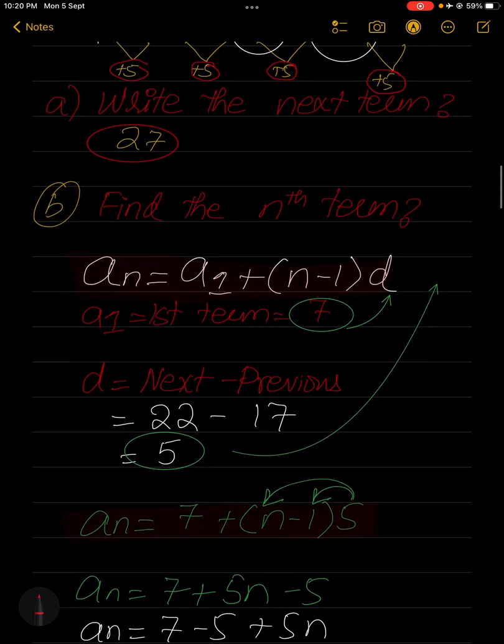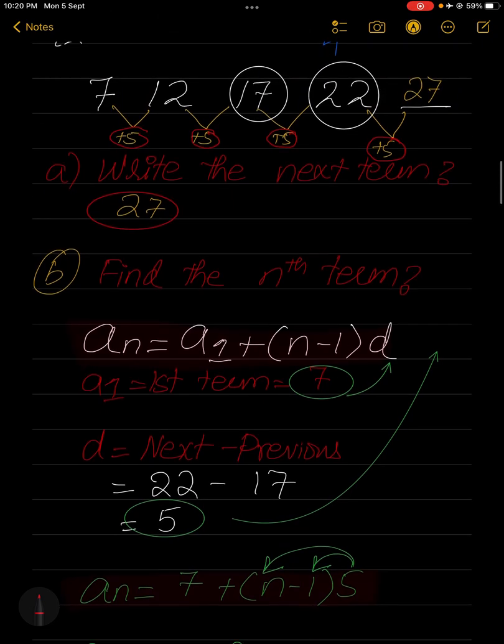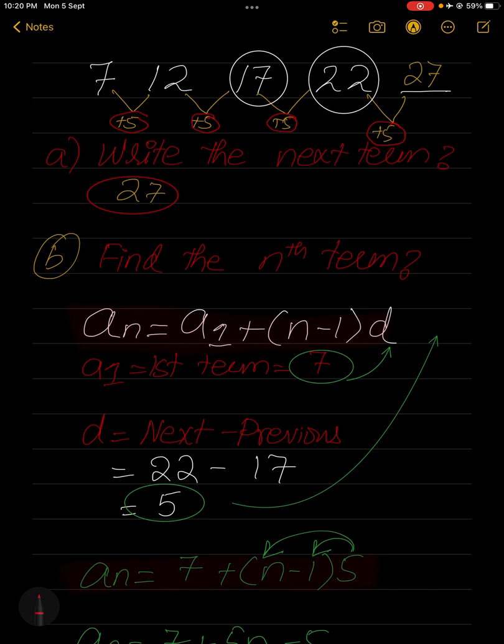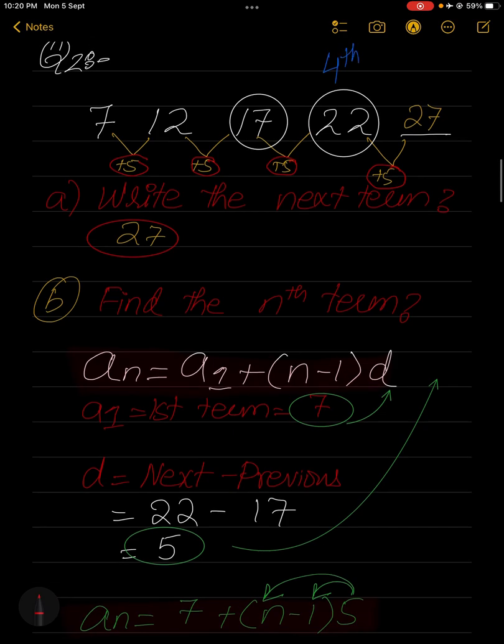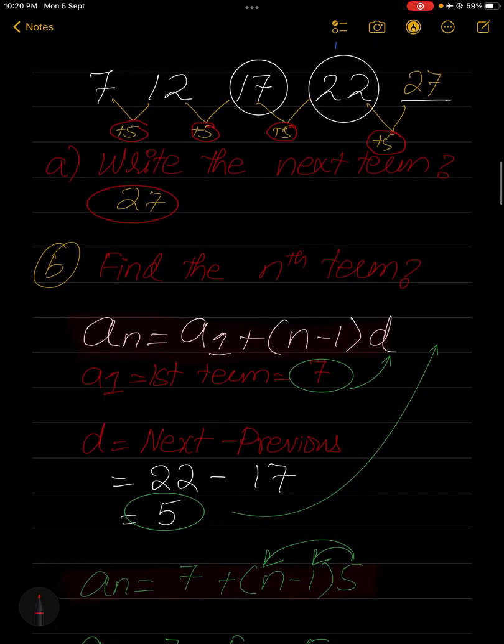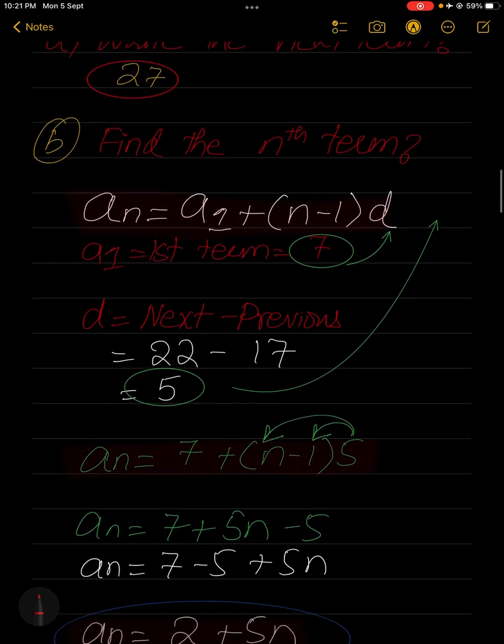Find the nth term. So an equals a1 plus n minus 1 into d, where d is the common difference. We can see that the first term in the given sequence is 7, and d is next minus previous. You have to choose any two numbers of your choice. For example, 27 minus 22 gives 5. I also wrote 22 minus 17, which equals 5.